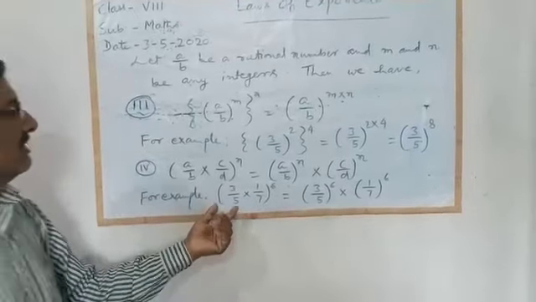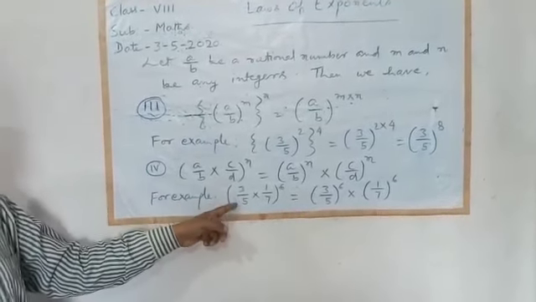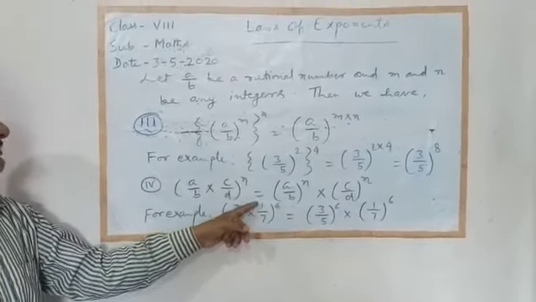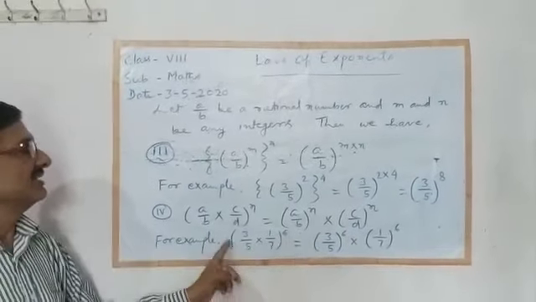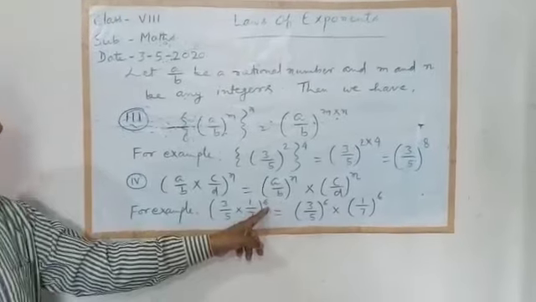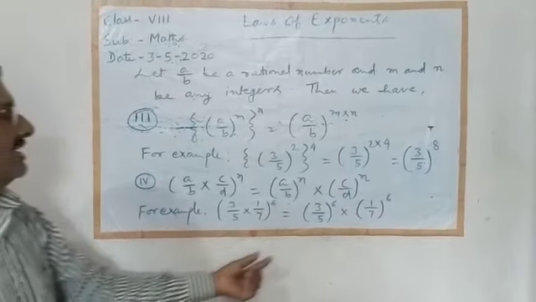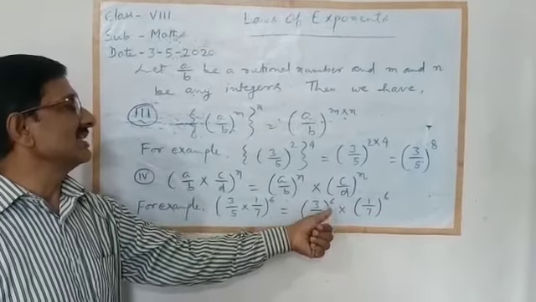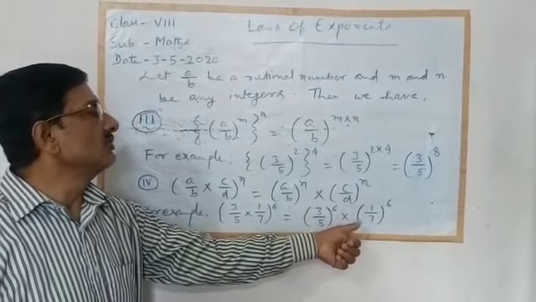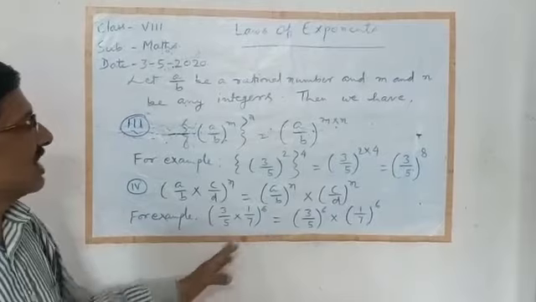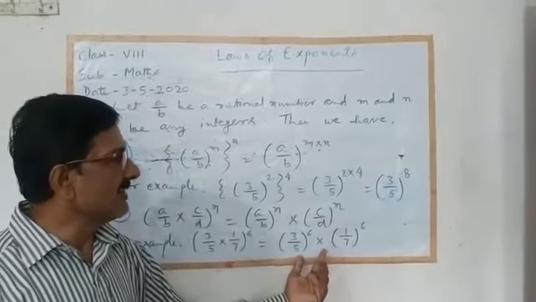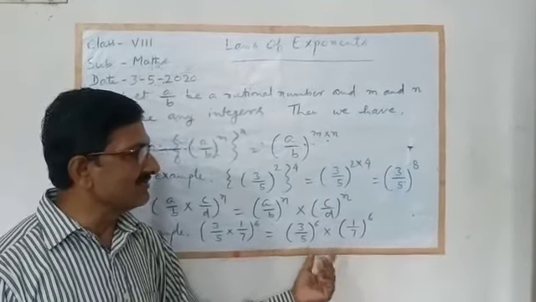The other problem, for example, 3 by 5 multiplied by 1 by 7 and having the same power 6. So 3 by 5 to the power 6 is multiplied by 1 by 7 to the power 6. In this way we can solve this problem just by multiplying it 6 times.